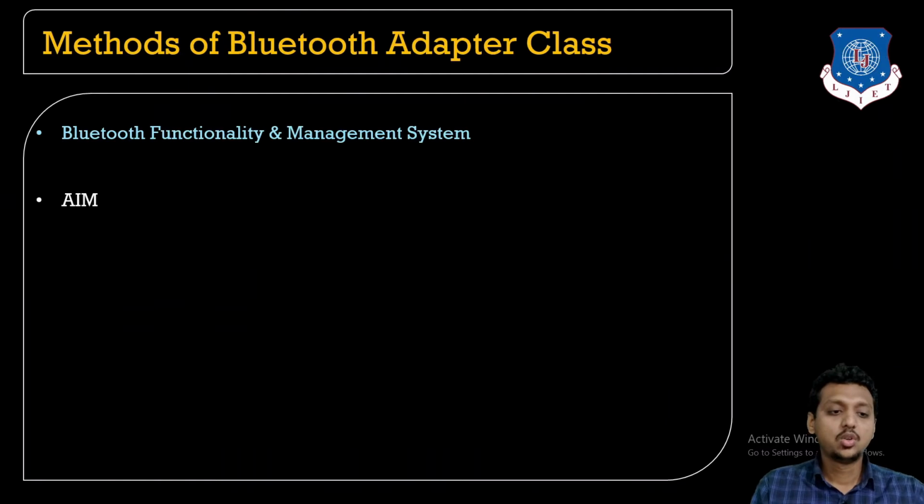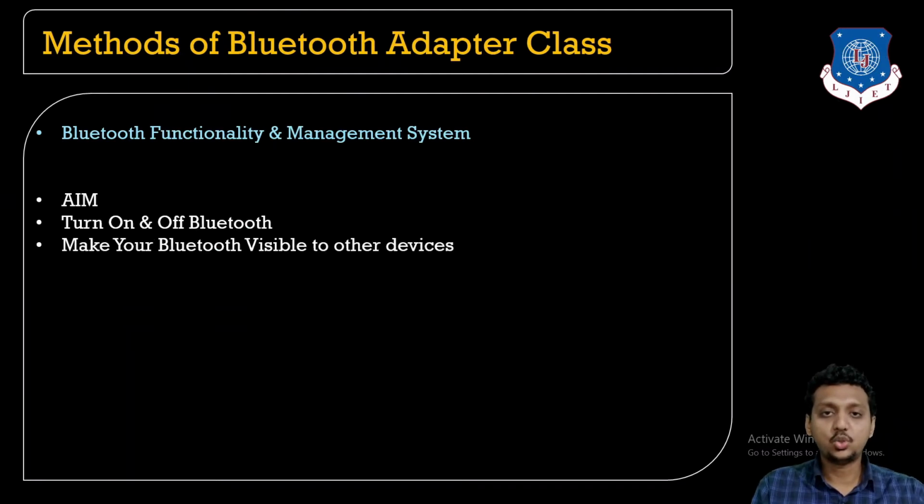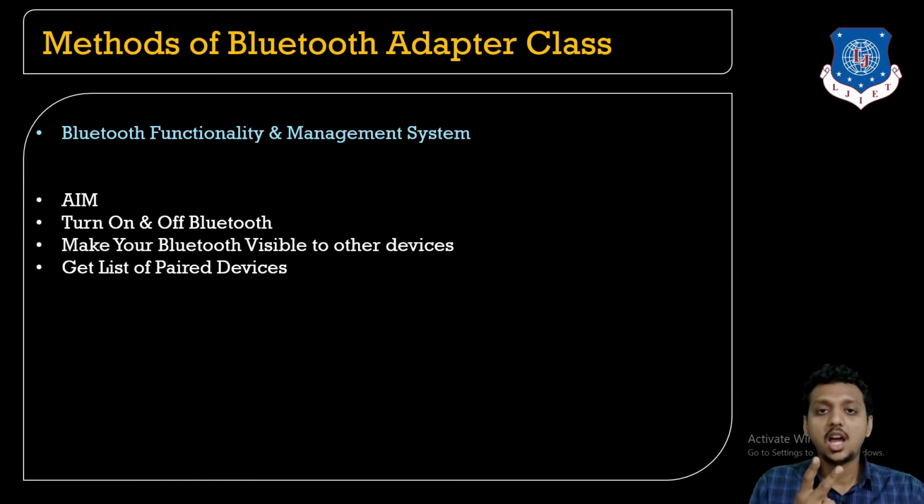Now, what is our aim for today's program? We are going to learn three different things. First, turn on and turn off the Bluetooth. Then make the Bluetooth visible for other devices. And third, whatever devices are already paired with our Bluetooth will be listed using this program, that is, get the list of paired devices using the BluetoothAdapter class.